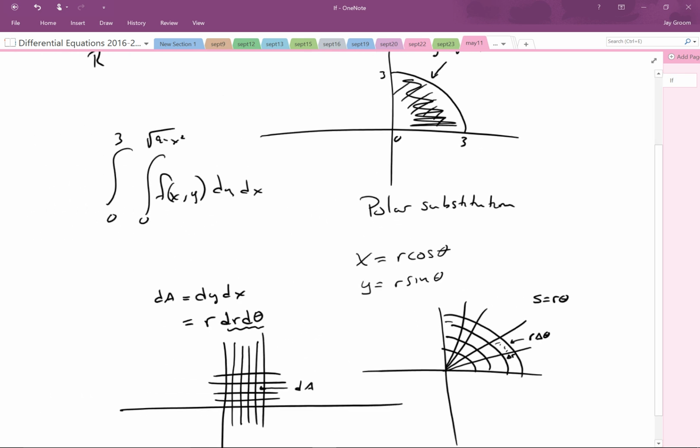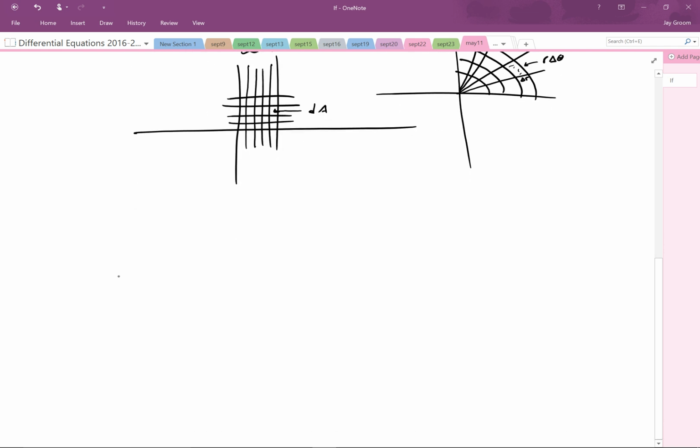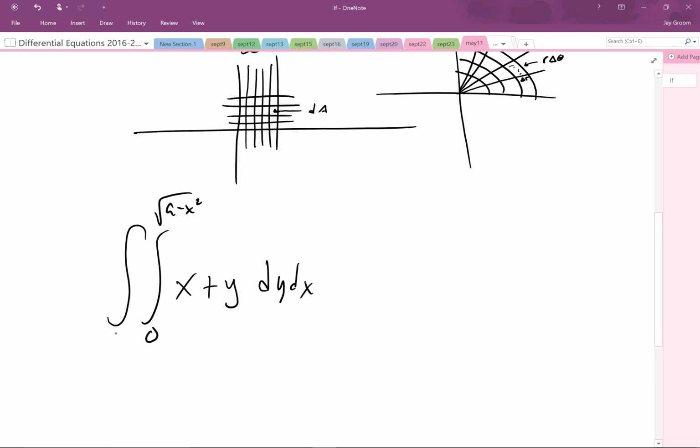Now, I'm going to make up a function. When you're doing the r, you have to do the r with the dr, right? So it could be dr or d theta, in either order. Here's my function. I'm just going to do x plus y, and then of course dy dx, because that's the way I had it a minute ago. And let's go from 0 to this function right here.